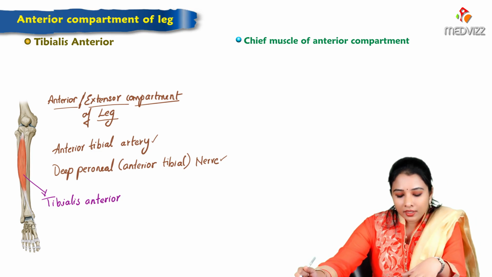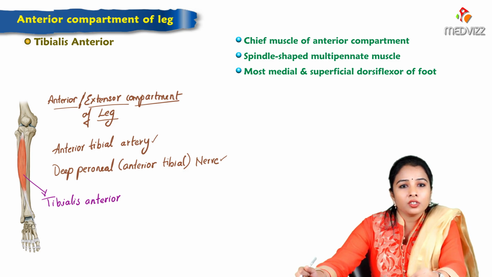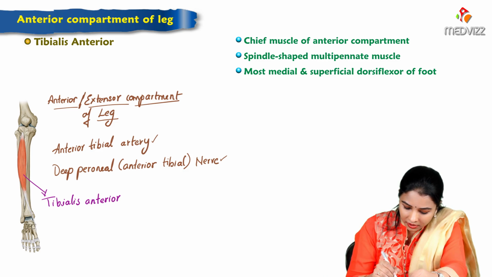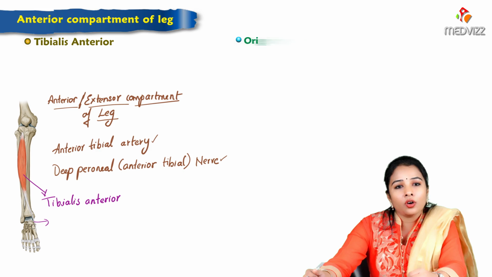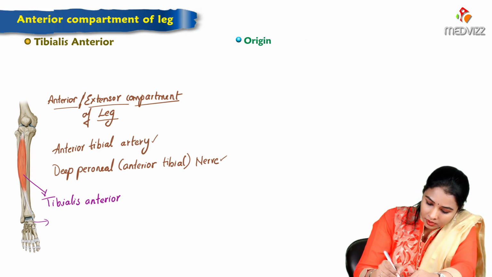Tibialis anterior, we can see, is a spindle-like multipinnate muscle. It is the most medial and superficial dorsiflexor of the foot. It is present on the medial side, and we can see its tendon going on its medial aspect. As for the origin, it arises from the upper 2/3 of the lateral surface of the tibia. From here to here, it is getting origin from the lateral side of the tibia.